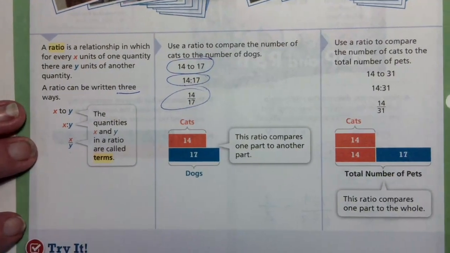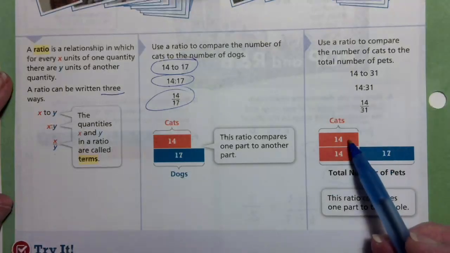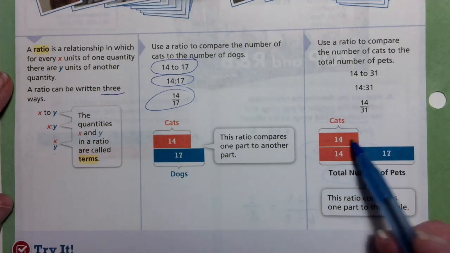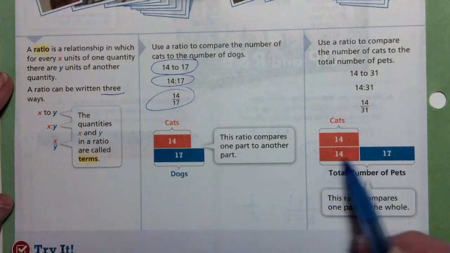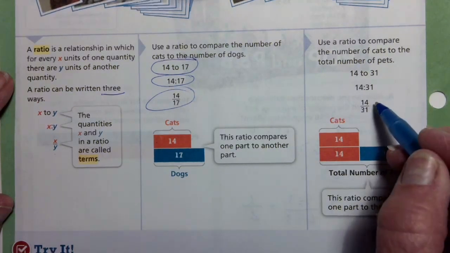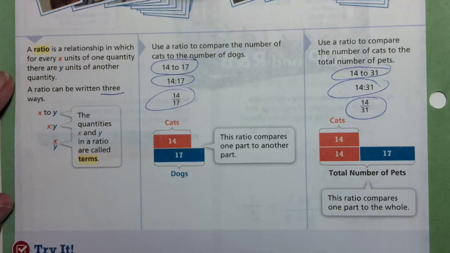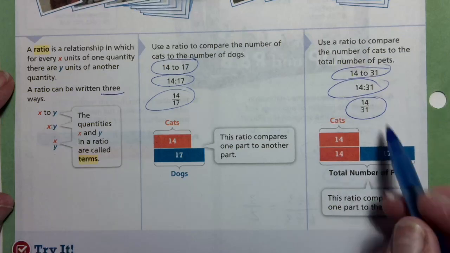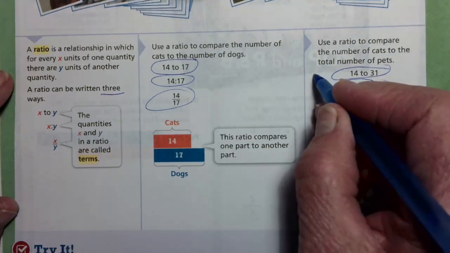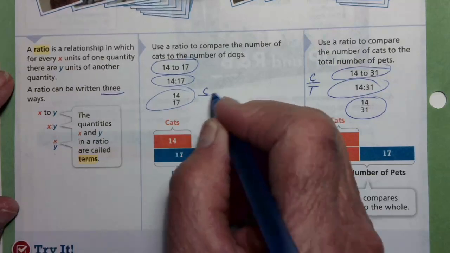Okay, now, what do we do when they want cats to total? Well, the cats number didn't change, but the total number is the cats and the dogs put together. So that's how they get 14 to 31. Okay, so we had to add the cats and the dogs together to get my bottom number. Remember, this is cats to total. This one over here was cats to dogs.